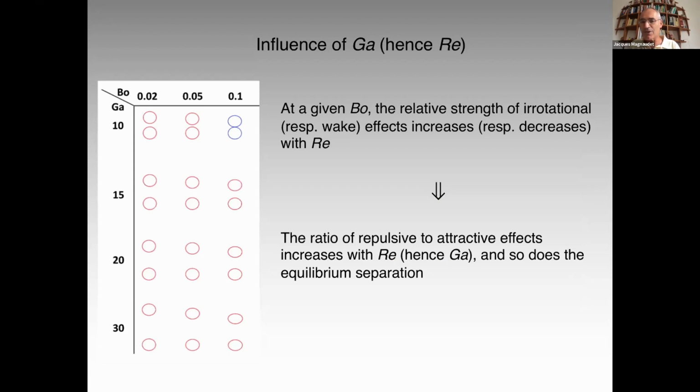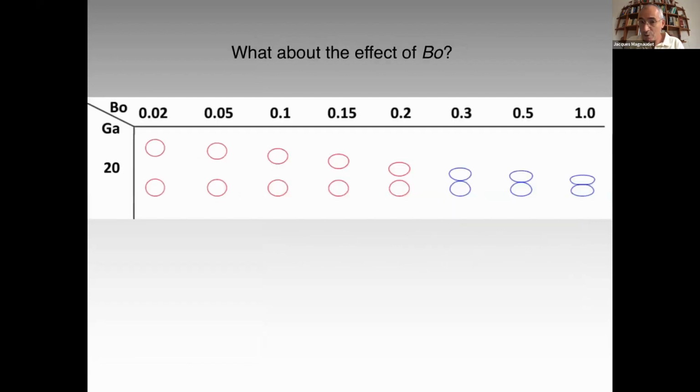And since the potential flow contribution tends to produce a repulsive force, of course, we can expect that increasing the Reynolds number makes the separation increase. And this is, of course, what we see in the results. So now what about the effect of the Born number? Why does the Born number make the final separation decrease?